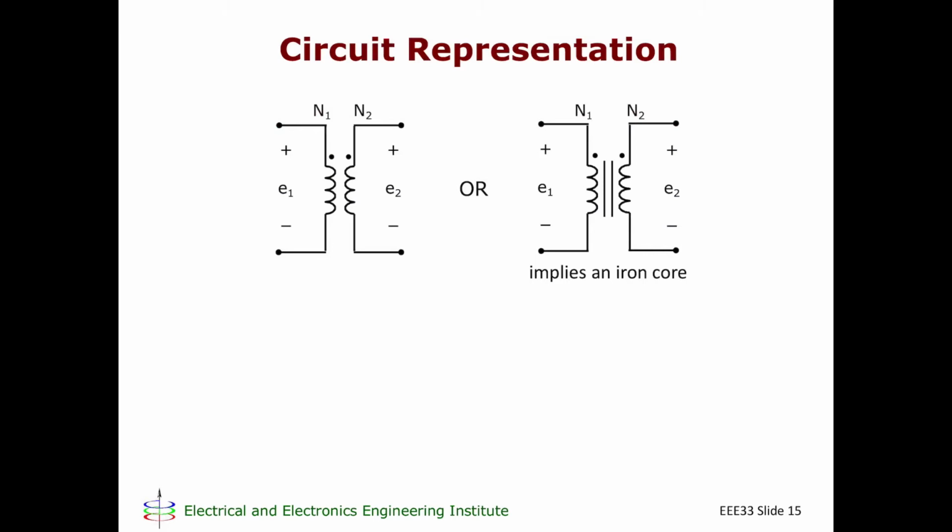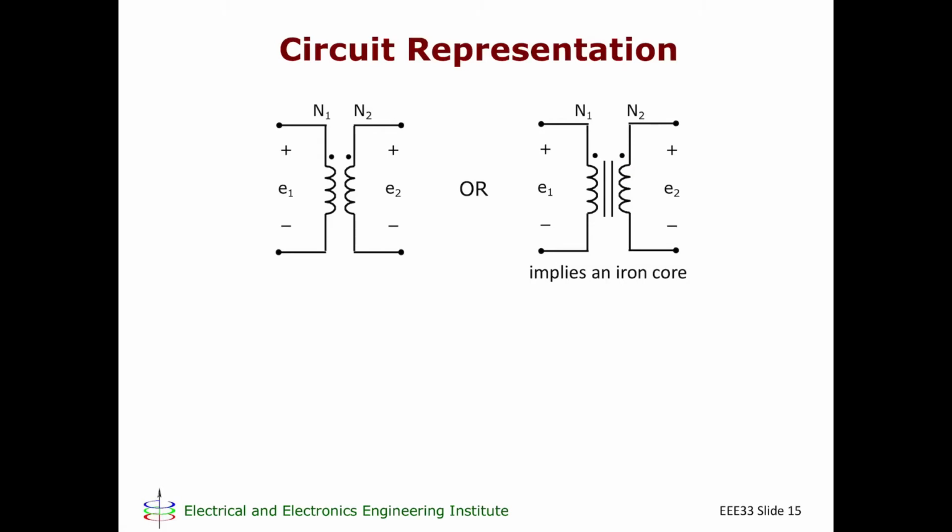These are the possible circuit representations of transformers. This is the more general representation, showing the primary and secondary, the turns ratio. So you have the turns ratio here. This representation implies that it is an iron core transformer.